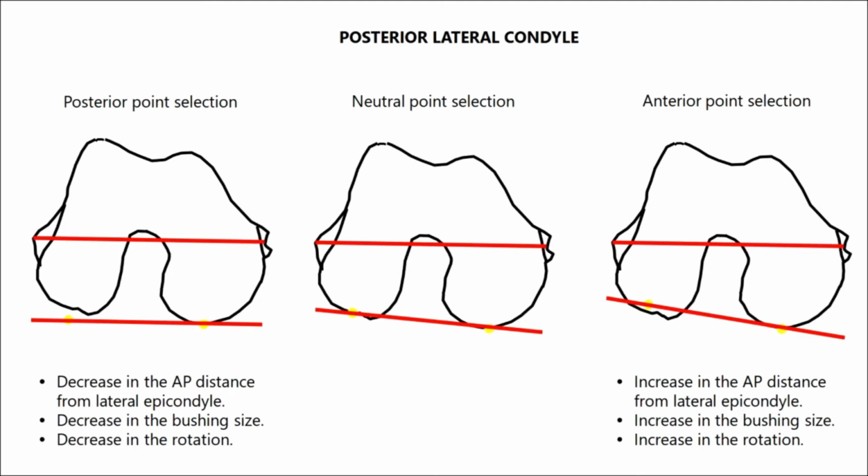larger bushing being recommended. The distance between the lateral epicondyle and the posteriormost point on the lateral condyle is around 15 to 20 millimeters. And errors in selecting this landmark are directly reflected by approximately the same amount in calculations. So, the precise selection of this landmark is mandatory.